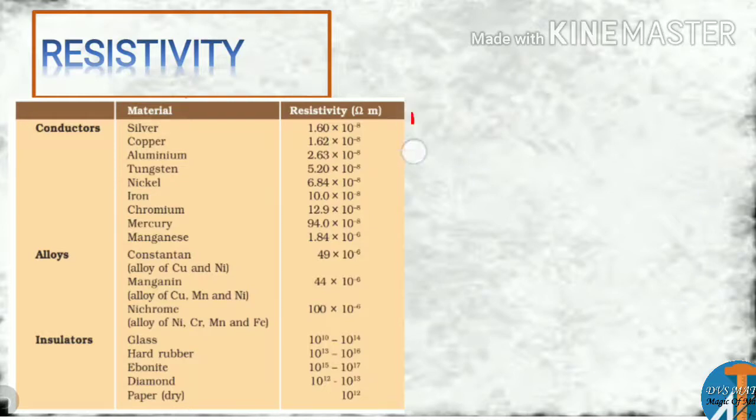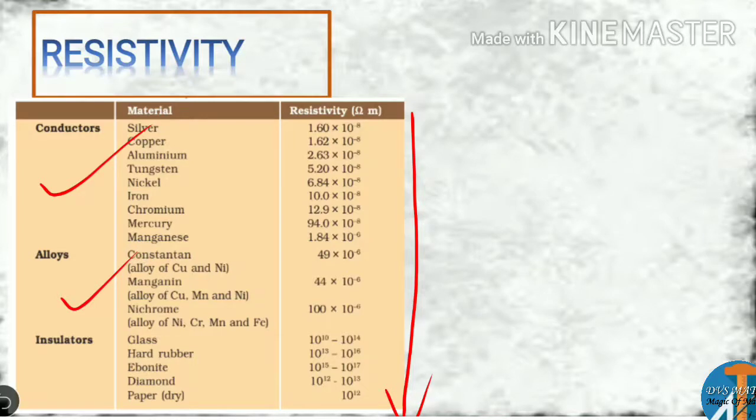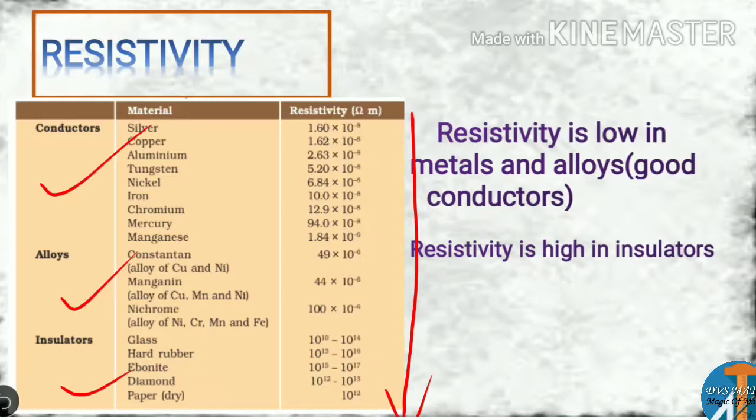So if we come like this, here resistivity is very less in conductors, average in alloys and more in insulators. Resistivity is more in insulators. So what can we write? Resistivity is low in metals and alloys. That means they are good conductors. Resistivity is high in insulators. Clear? So this is how you have to remember conductors, alloys and insulators.